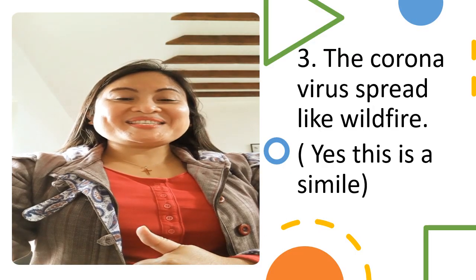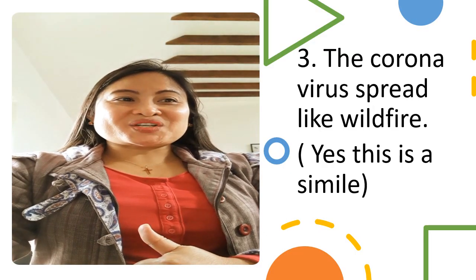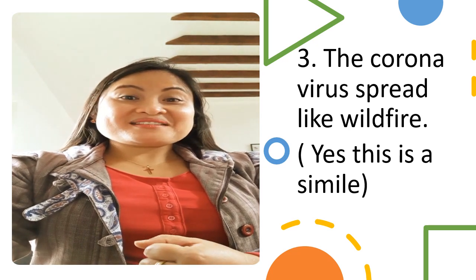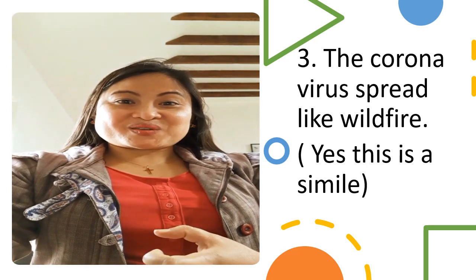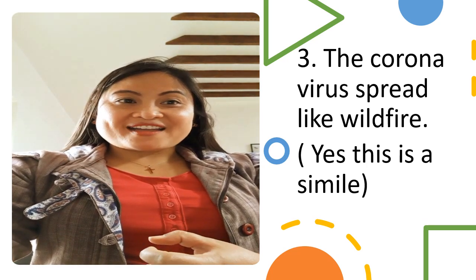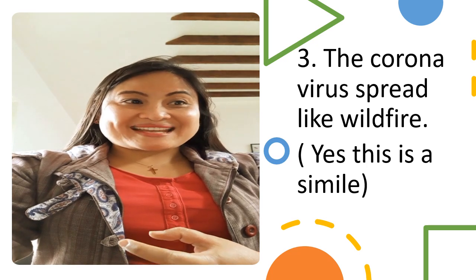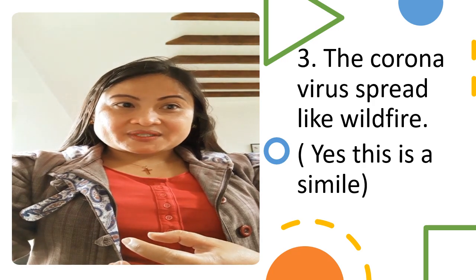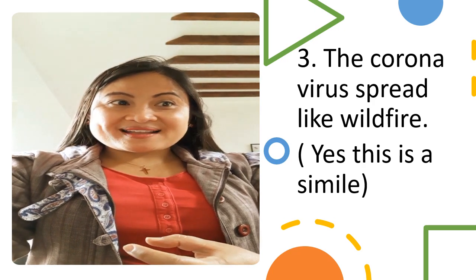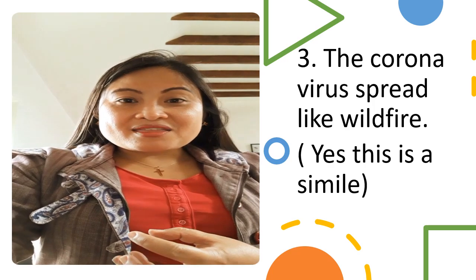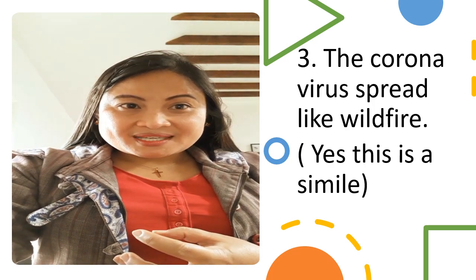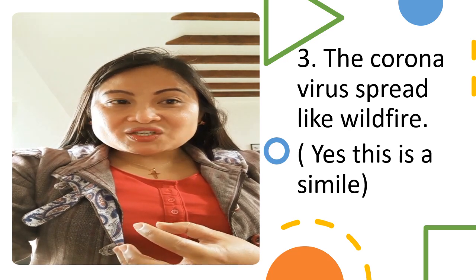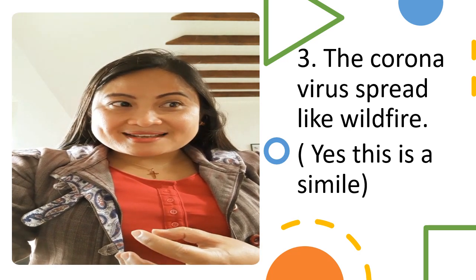Let's check sentence number 3. The coronavirus spread like wildfire. Yes, this is a figurative language because coronavirus and wildfire are two dissimilar things. With the increasing thousands of the infected every day, the spread is that quick, like a wildfire in the forest of Amazon. This sentence is a simile with the use of like in comparing two unlike things.